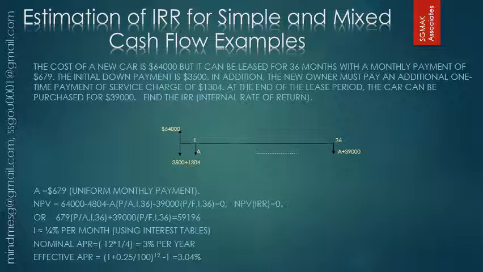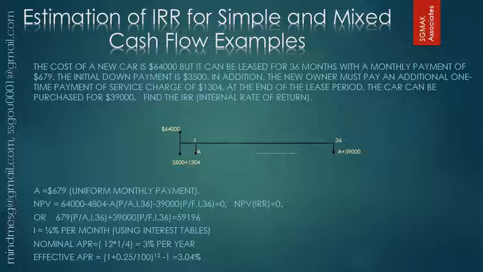If you set that equal to 0, we get approximately 1.4% per month. You can use interest rate tables. So you are paying 0.25% per month. So your nominal annual percentage rate is 12 times 0.25, which is 3% per year. That's your nominal annual percentage rate. And your effective is, you got 3% per quarter, with 4 compounding periods in a year. So the effective annual percentage rate is 3.04%.